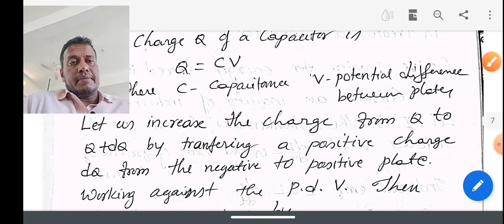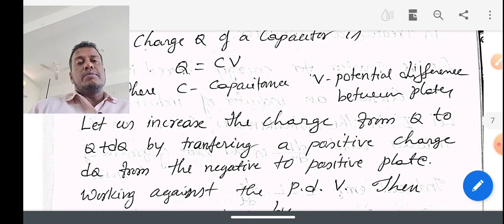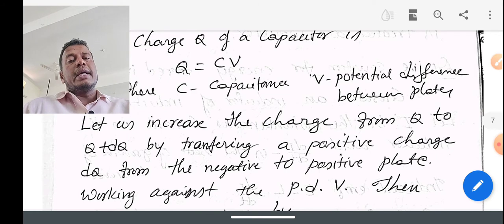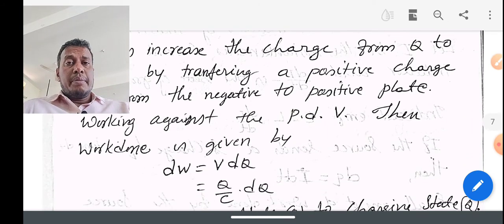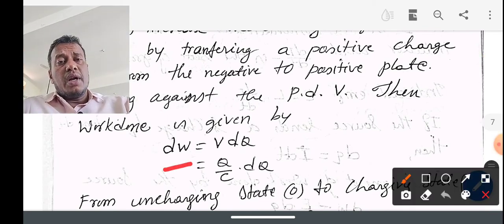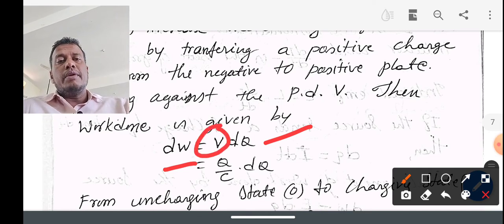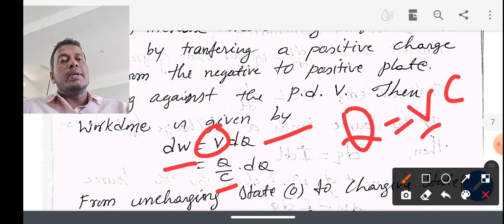Further, if you increase the charge from Q to Q plus dq, that is an infinitesimal charge dq, and transfer the positive charge dq from the negative to the positive plate, then work is done against the potential difference V. The work done is given by the relation dW is equal to V into dq, but V is given by Q by C, as we know that Q is equal to C V, that is V is equal to Q by C.